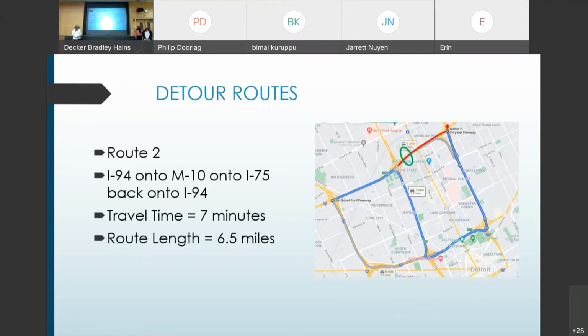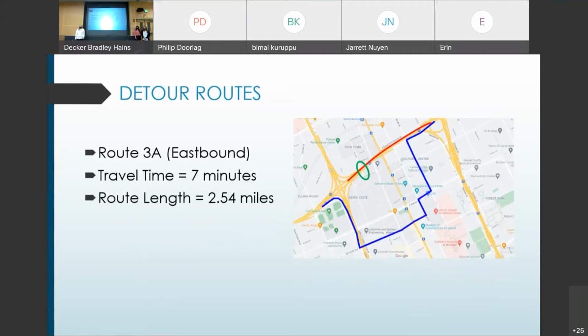Route 2 is similar to Route 1 in that it also uses interstates. However, instead of using Interstate 96, M-10 and I-75 are used to reroute I-94 traffic. The total travel time is 7 minutes, and the route length is 16 minutes.